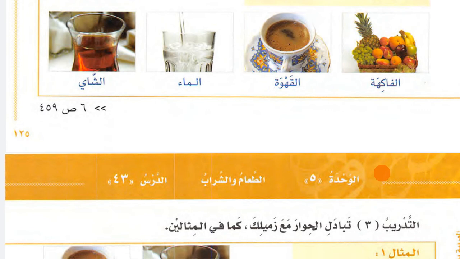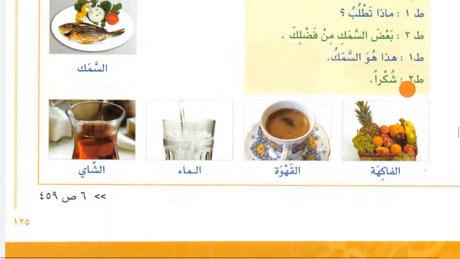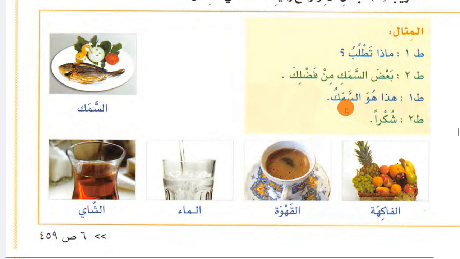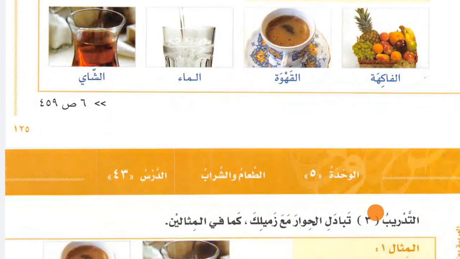So again you will hide the example and you will ask what would you like, or what would you order. ماذا تطلب. And you will say بعض الفاكهة من فضلك. Some fruit please. He will give you the fruit by saying هذه هي الفاكهة. In the example we were using هذا هو because سمك is masculine, but فاكهة is feminine. So you will say هذه هي الفاكهة.